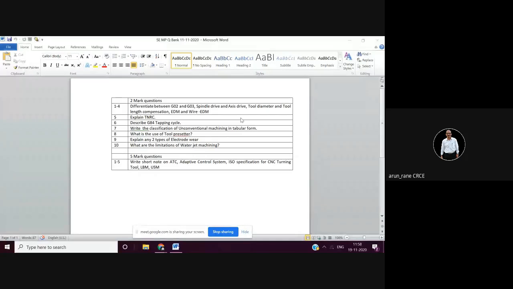Now, what is the use of a tool presetter? A tool presetter is an offline device which is used for setting the height or length of the tool and for setting the diameter of the tool. How do you set the diameter? You set the diameter in the case of a boring bar. In a boring bar, the diameter is not fixed. It varies because the cutting tool can be moved in and out.